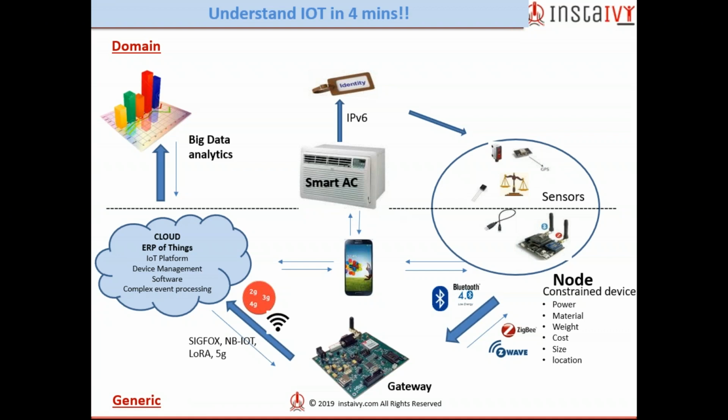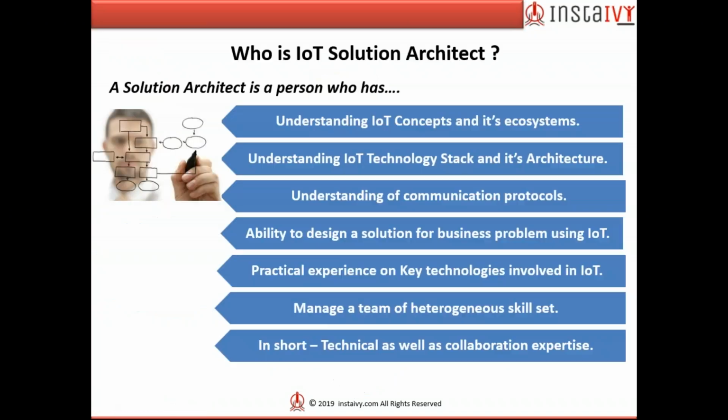You don't want to pay $100 for a smart bulb, right? Or you don't want to pay $2,000 for a smart AC. You still want to pay $500 only, right? So you don't want to increase the cost too much. So that's why it's called a highly constrained device, basically.